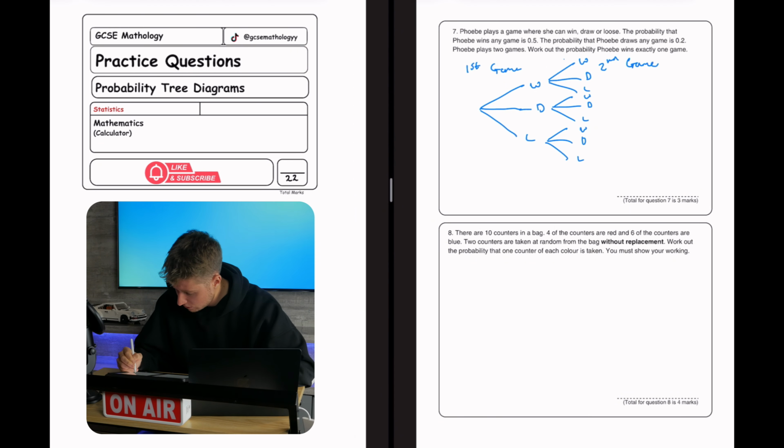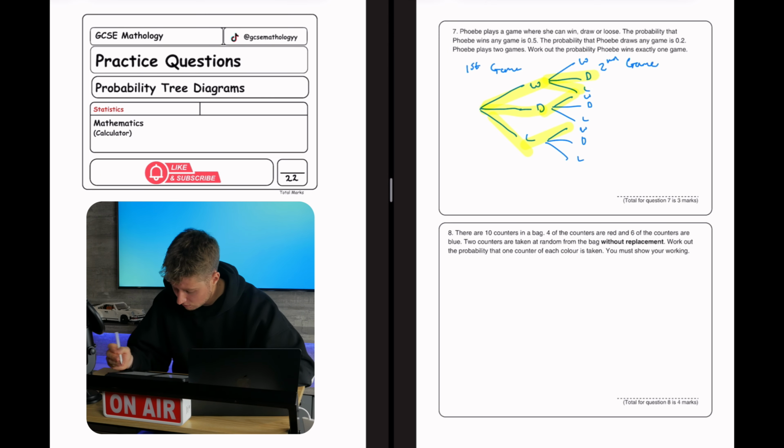Now the question says work out the probability that Phoebe wins exactly 1 game. So the different paths here, we can win and then draw. We can then win and then lose. We can draw and then win, or lose and then win. So there's quite a few probabilities here that we need to calculate.